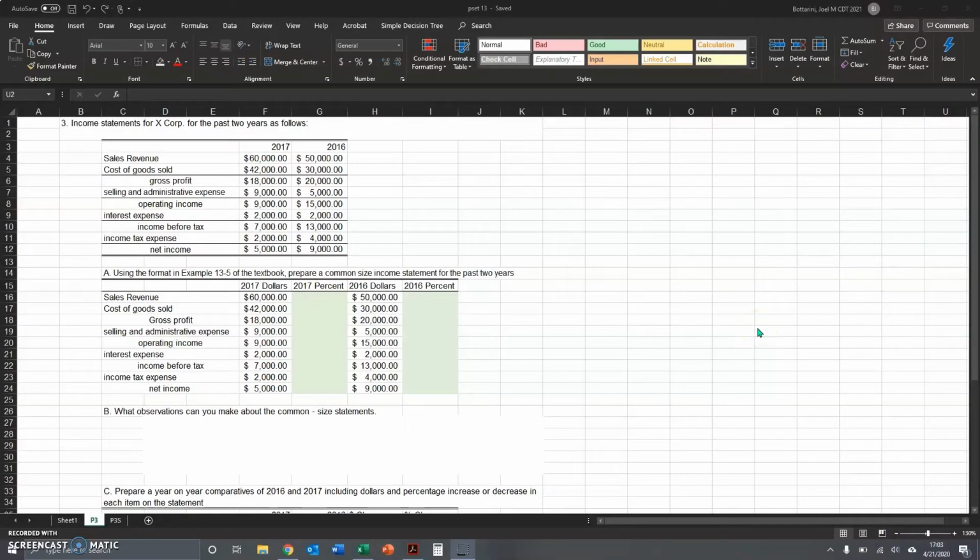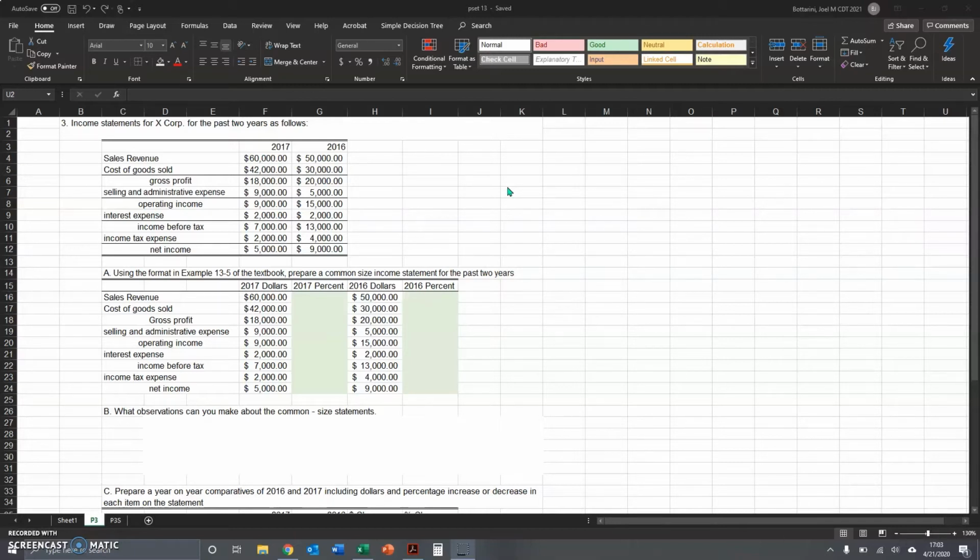For Chapter 13, Problem 4, we are given an income statement for X Corporation for the years 2016-2017, as you can see here. For the first part of the question, we are asked to prepare a common size comparative income statement for the company for the years 2016-2017.